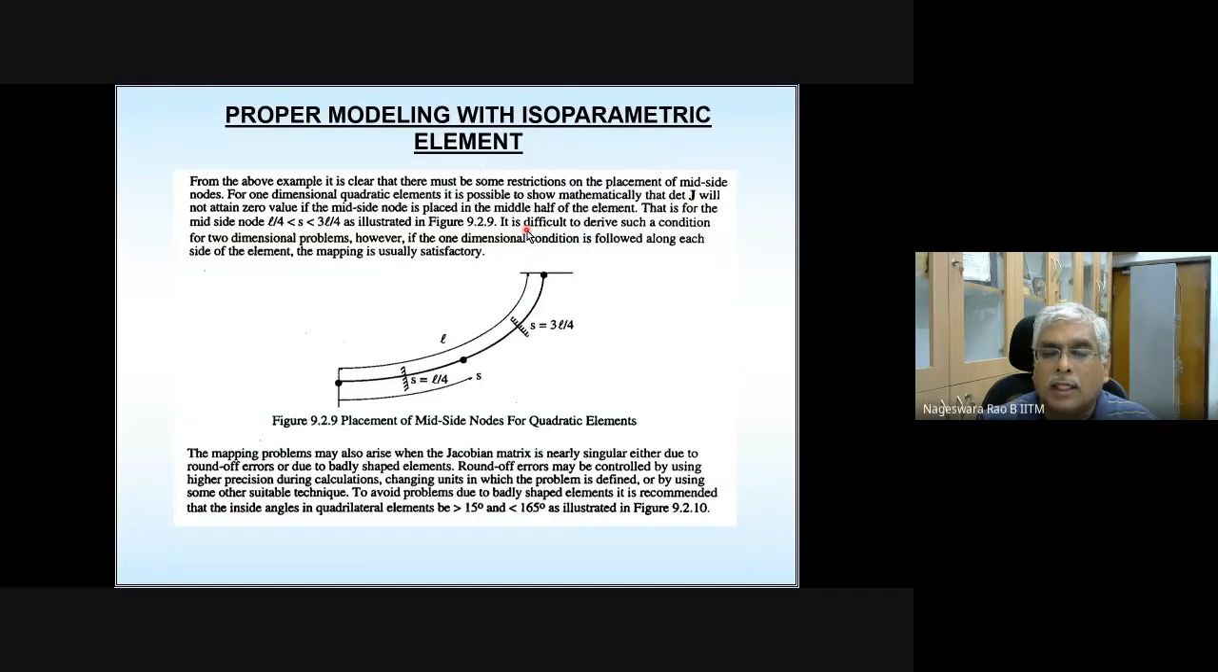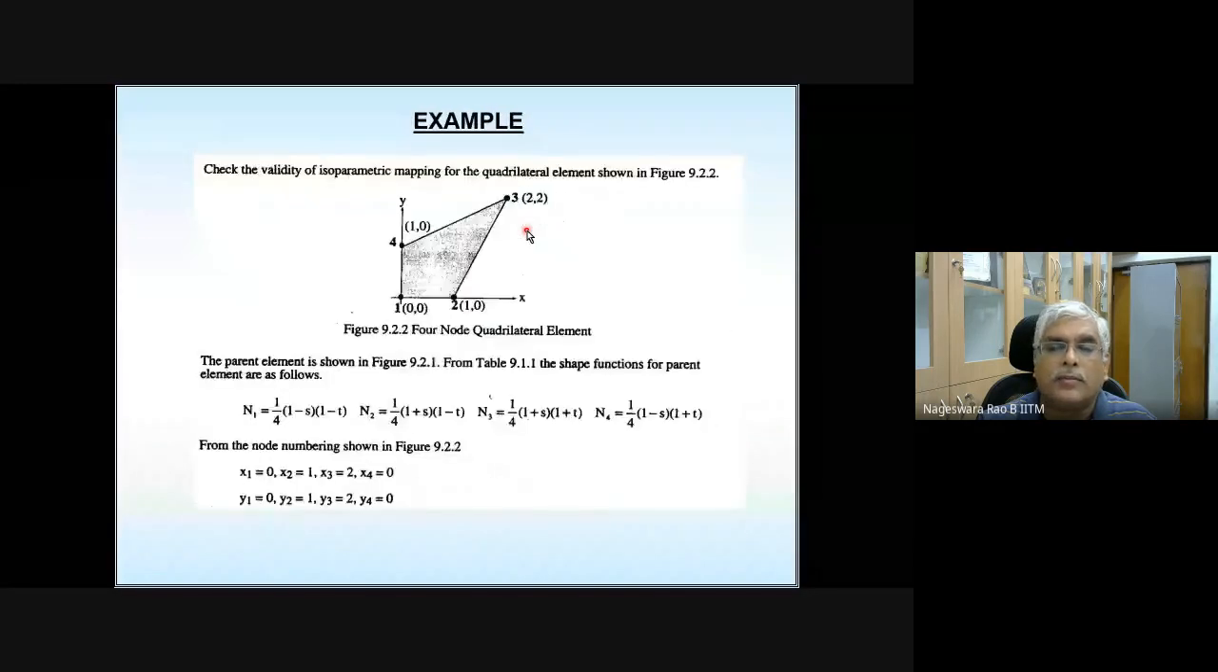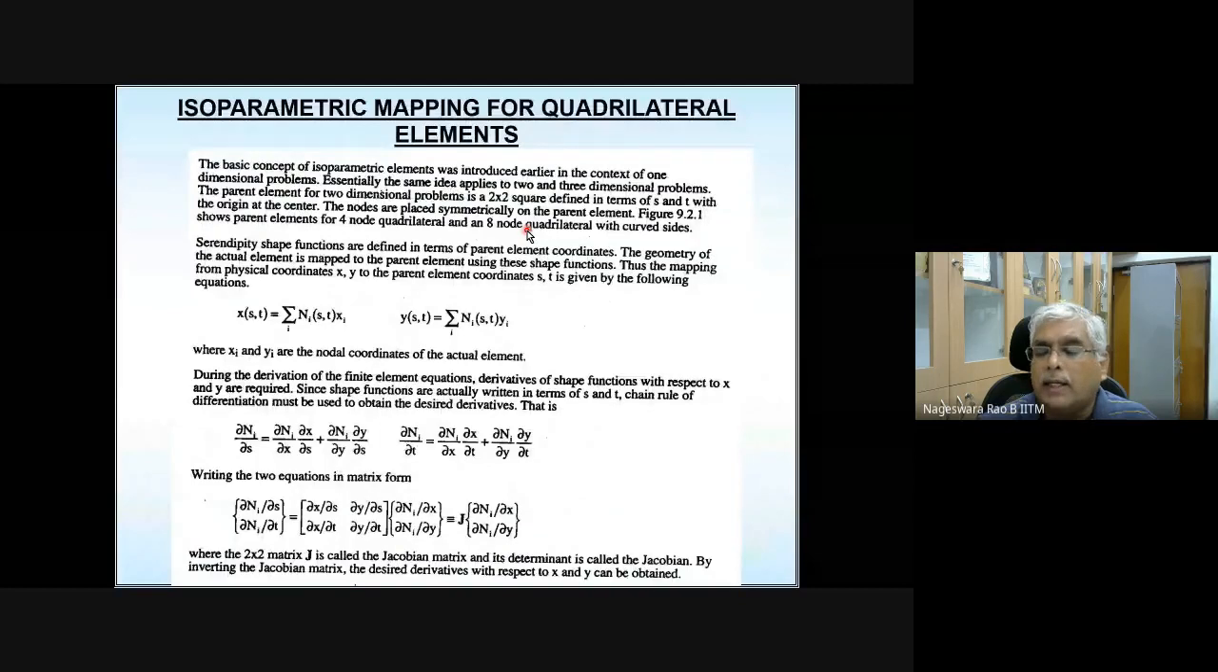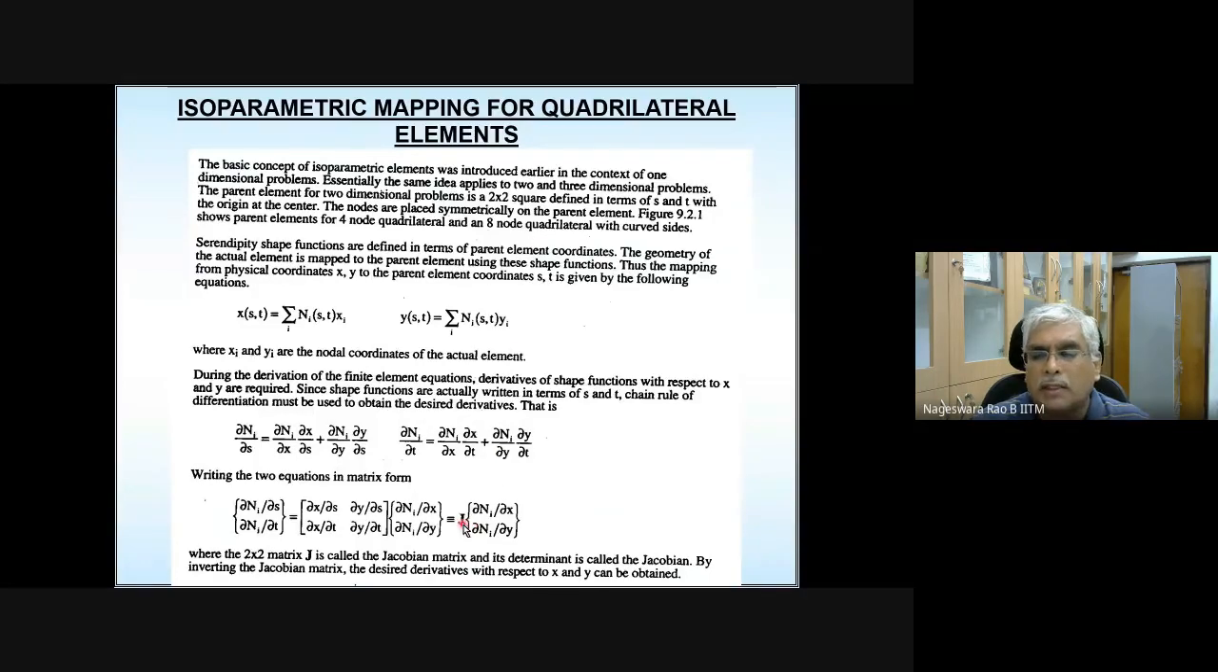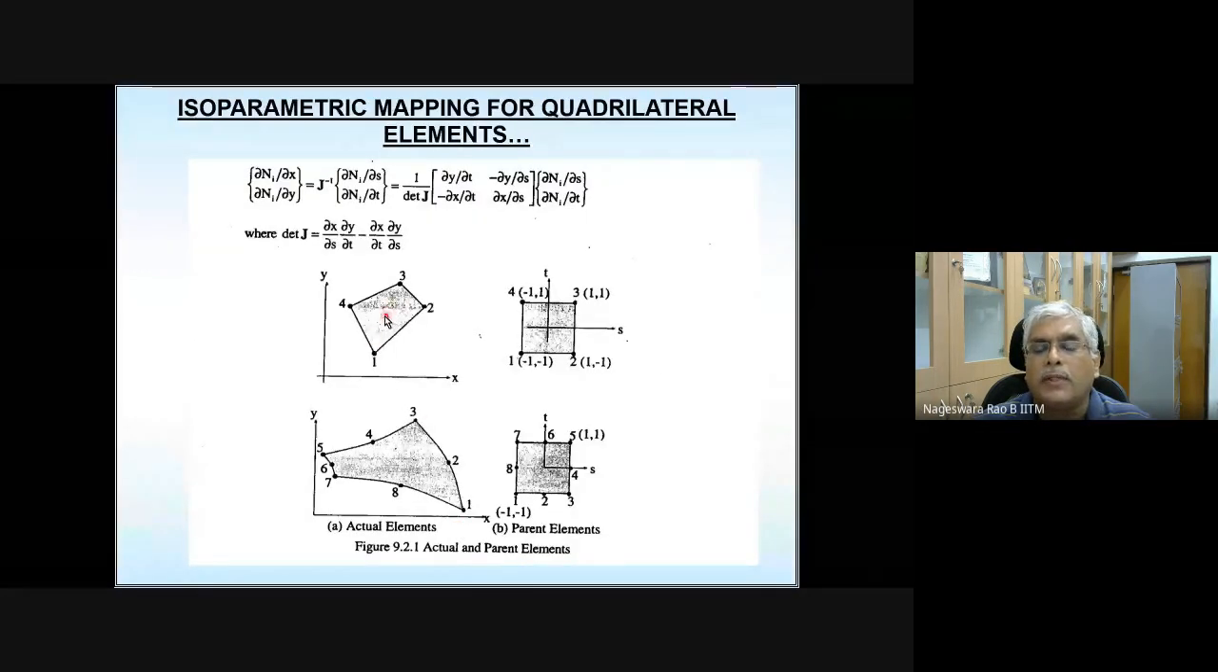So now let's look at the validity of this mapping. Validity in the sense when this mapping is going to be good. Here you have this Jacobian. Basically, what we are doing is we have this actual element, and we are going to map it onto a parent element. For 4-node element, this is how it's going to be. For 8-node element, this is how it's going to be. Depending on the location of the node placement, sometimes you may not have proper mapping.